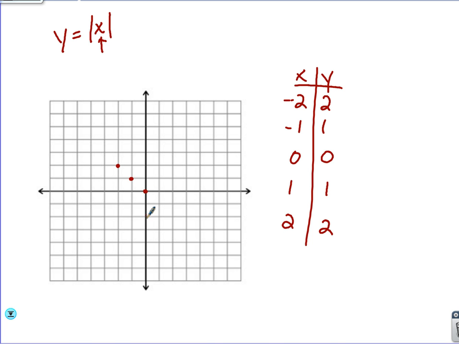Now here's where it changes. It looks linear. But when we plug in 1, we got 1. When we plug in 2, we got 2. And you can extend that on. If you plug in 3, you get 3. If you plug in 4, you get 4. If you plug in -3, you get 3. If you plug in -4, you get 4. And here we see the graph of y equals the absolute value of x, which is actually a V-shaped graph.